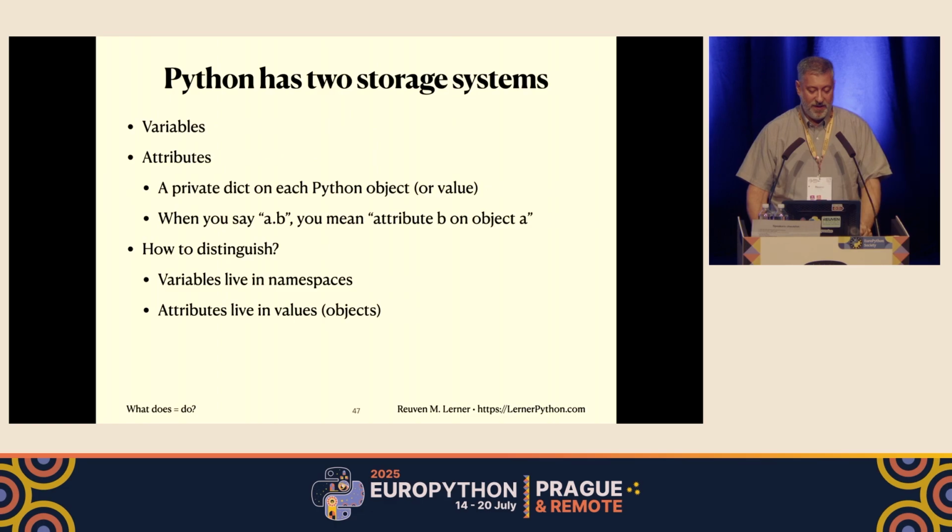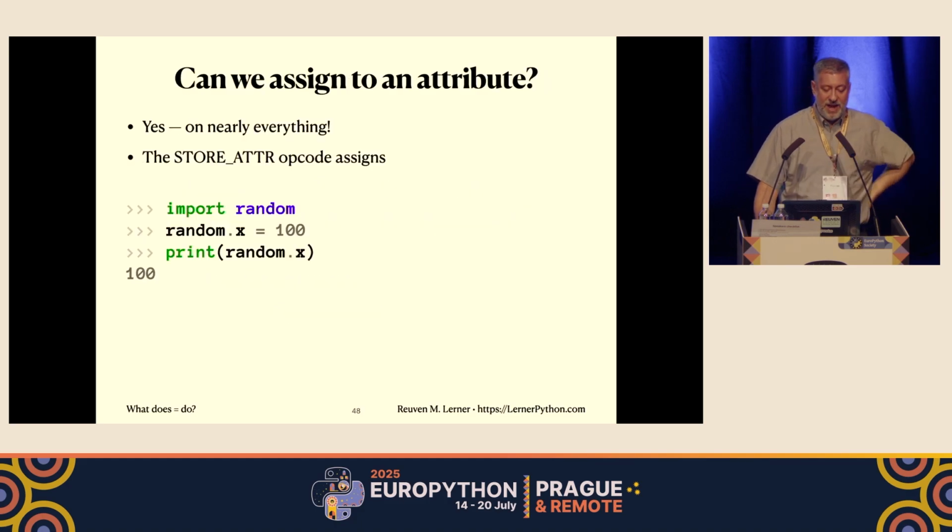But there's more, because Python actually has 2 separate storage systems. It has variables and it has attributes. And you can think of attributes as a private dictionary, because it's a dictionary, on each object or on each value. So when you say a.b, what you really mean is the attribute b on object a, and a here is a variable referring to an object. And so how do we distinguish between these things? Variables live in namespaces. They're on that left side that we saw in the Python Tutor, but attributes live in the values on the right side. So can we assign to an attribute? Of course we can. It's Python. We can do almost anything.